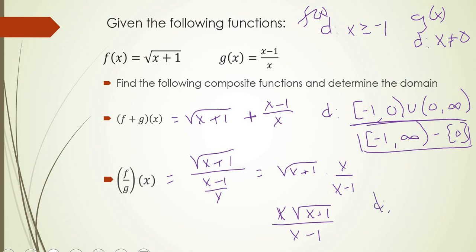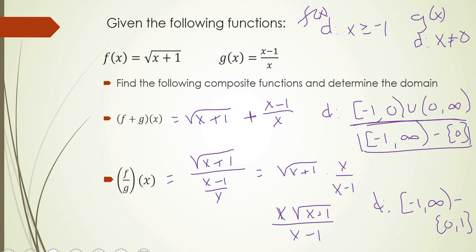So let's talk about the domain here. Again, all of my domain restrictions from before apply. The function value in the composite cannot include any x values that were not in my original domains. However, we now also need to exclude x equals 1. So again, the way the book writes this is that we're going from -1 to infinity minus the set of 0 and 1.